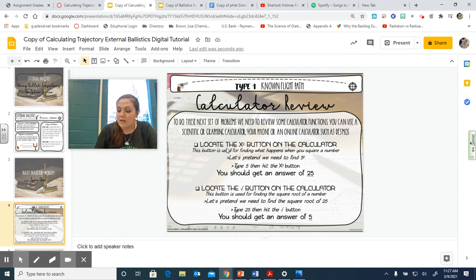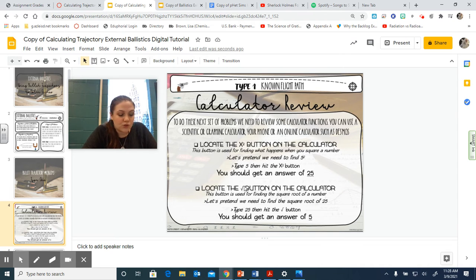So locate the x² button, that little button there that has the little x². That's your exponent button on the calculator. This button is used for finding what happens when you square a number, so we're going to need to square a number to be able to do this. Let's pretend we need to find 5 squared. I put in 5 squared, and that should equal 25, because 5 times 5 is 25.